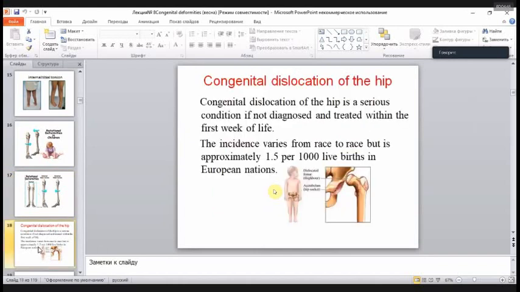Congenital dislocation of the hip. Congenital dislocation of the hip is a serious condition if not diagnosed and treated within the first week of life. The incidence varies from race to race, but is approximately 1 to 2 per 1,000 live births in European nations.